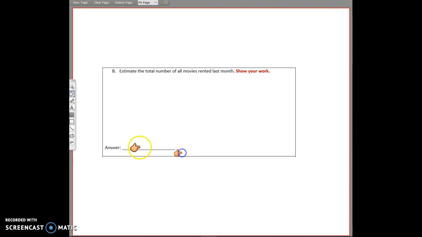Don't forget unit of measure. So your answer should be blank units, movies, or total movies were rented last month. Restate it, write it as a statement, restating the question. Again, remember it means estimate. So again, if you're using 1,164 action movies, you could round that to the nearest 100 in your calculations.